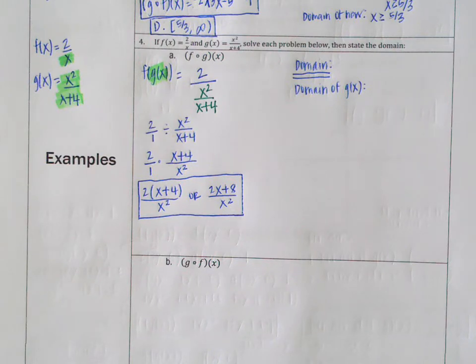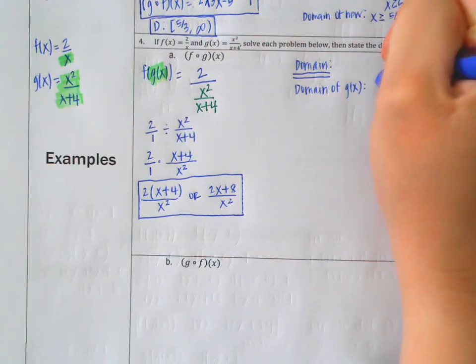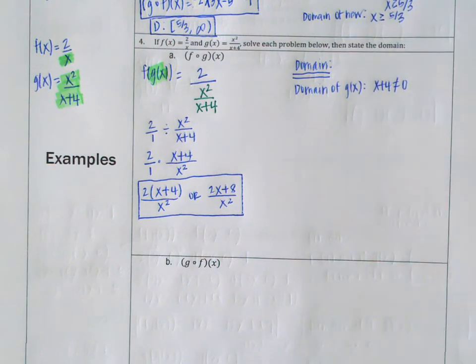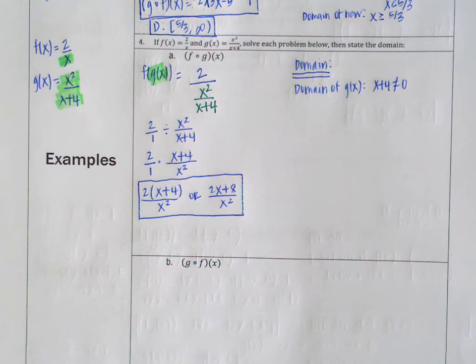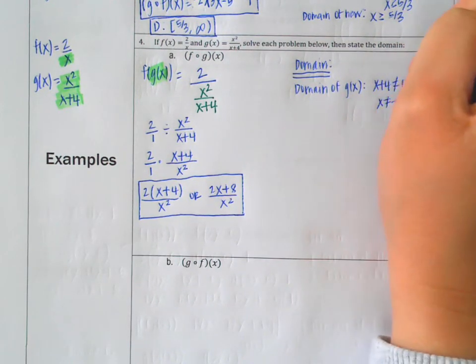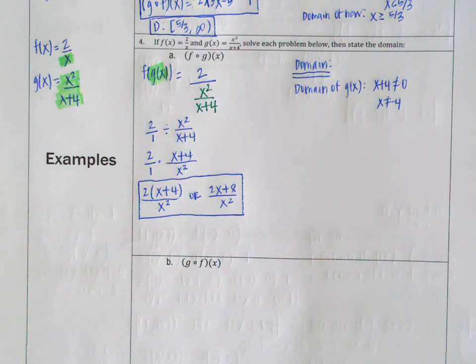And we do that by taking the denominator, x plus 4, and the denominator can't be equal to 0. So then I solve for x. So I move the 4 to the other side of the equation, and I get x can't be equal to -4. So that's part 1. That's just finding the domain of the input.